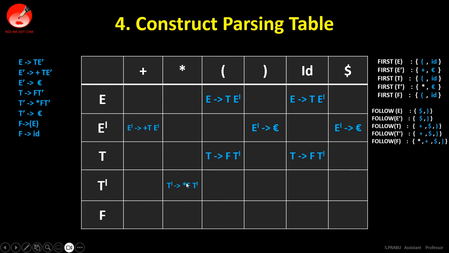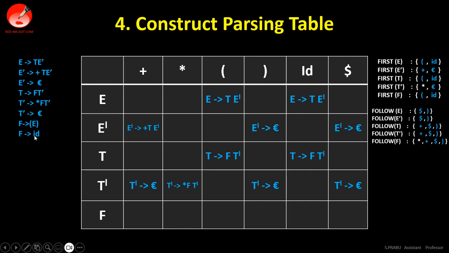So for this symbol, you can write T dash tends to asterisk FT dash. These three cells can be selected from the follow by means of the epsilon symbol. So you can write T dash tends to epsilon in these three cells. Then the final row is capital F.